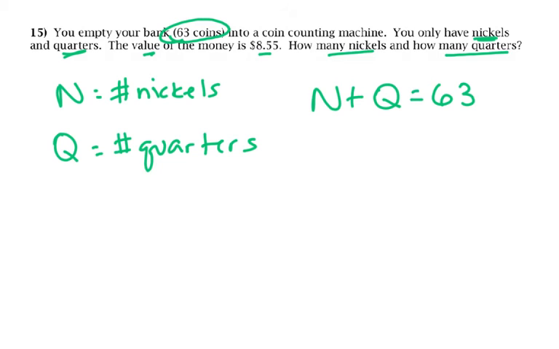Now let's talk about the value, their worth. I know that together it's $8.55. So what are they separately? With just the nickels, I'm going to take 5 cents times however many nickels I have.